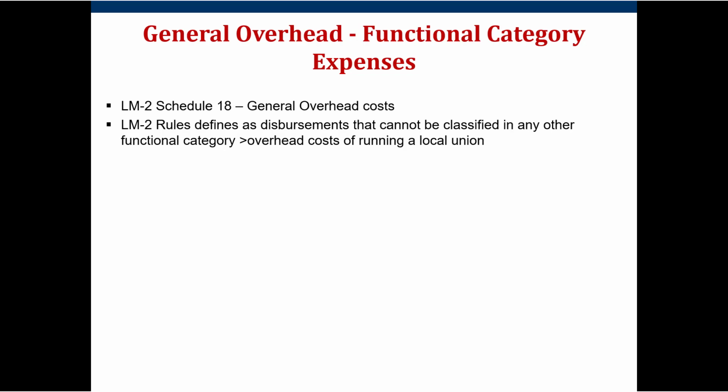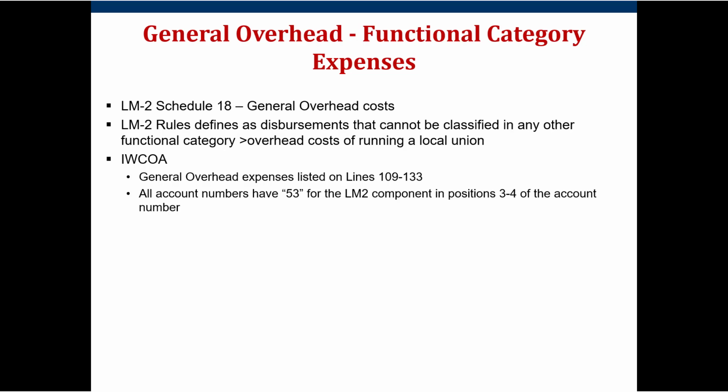Since there are no apparent specifics for this category provided in the LM2 instructions, you should think of expenses in this category as overhead costs for running your local union. Our chart of accounts has general overhead expenses listed from lines 109 through 133 with the number 53 as the LM2 component of the account number.